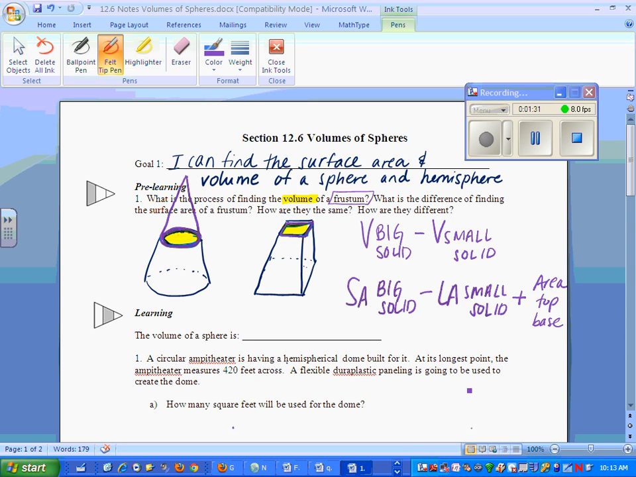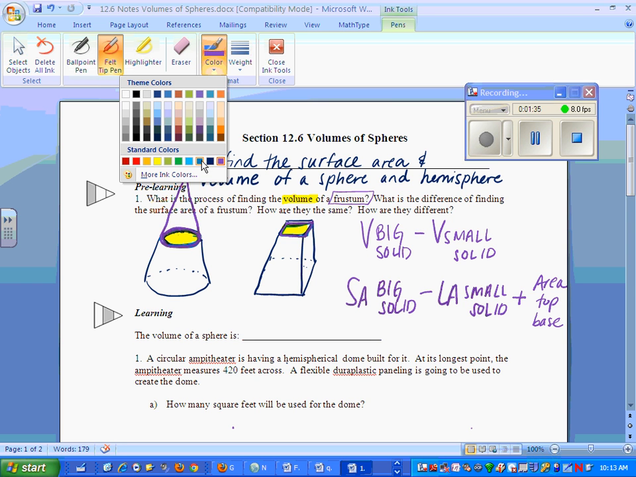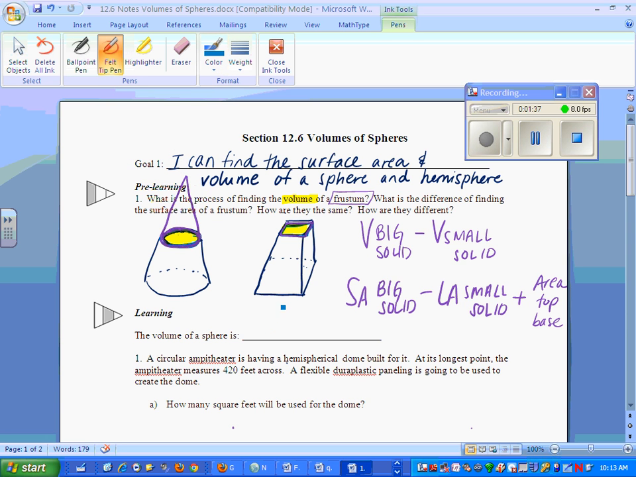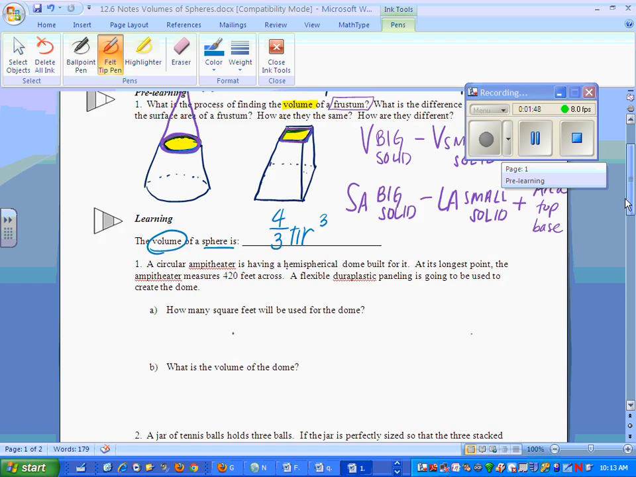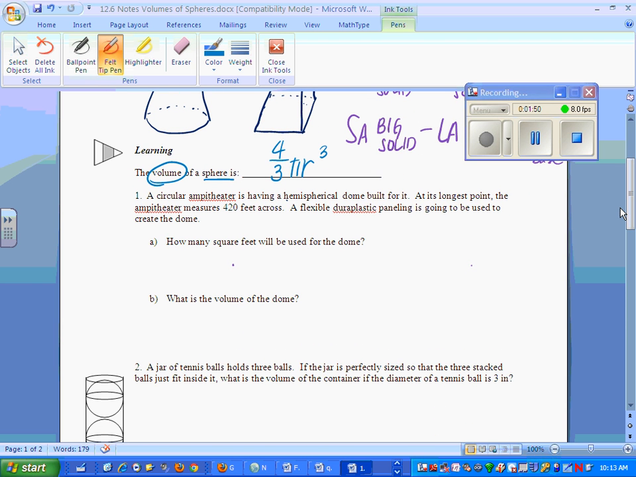So you can see the differences and similarities there, but we're going to go ahead and move on to spheres. Volume of a sphere is 4/3 pi r, not squared but cubed. Volume is cubed, so you can remember that a sphere is going to be r cubed, the third power. Let's go ahead and try number 1.